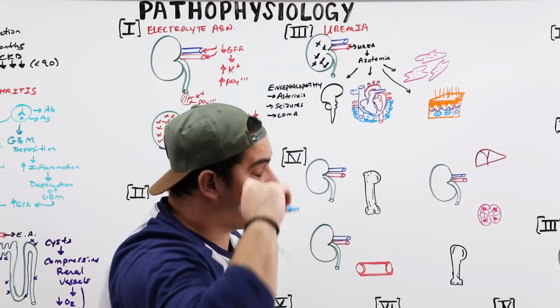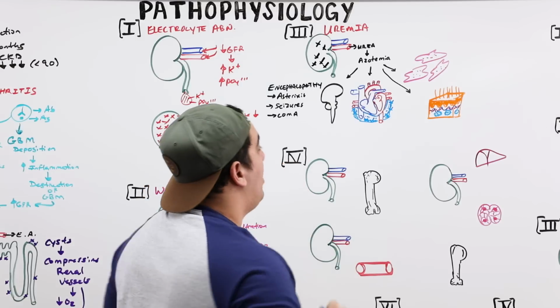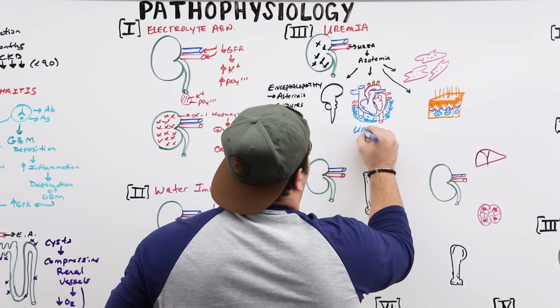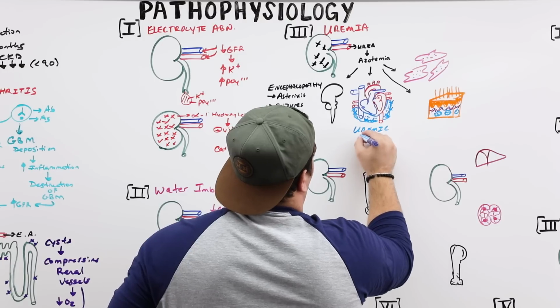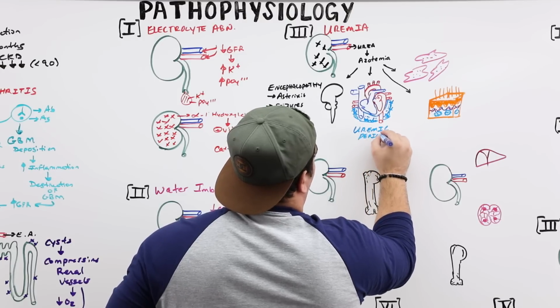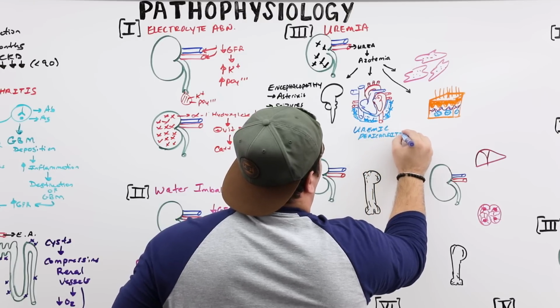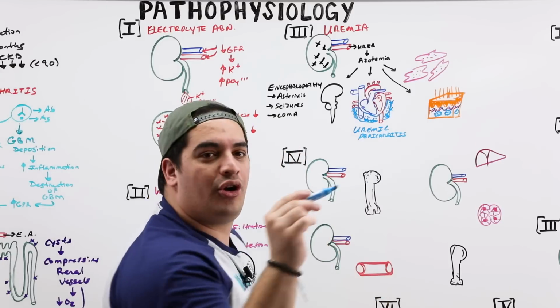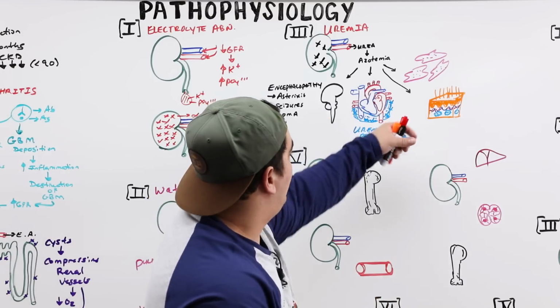What is that called when you have lots of fluid and inflammation of the pericardium? Pericarditis. So this can lead to what's called uremic pericarditis, and sometimes this uremic pericarditis can actually lead to pericardial effusions.